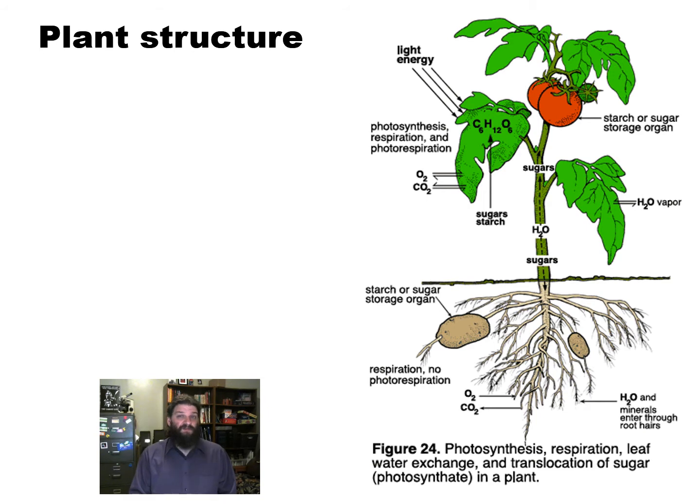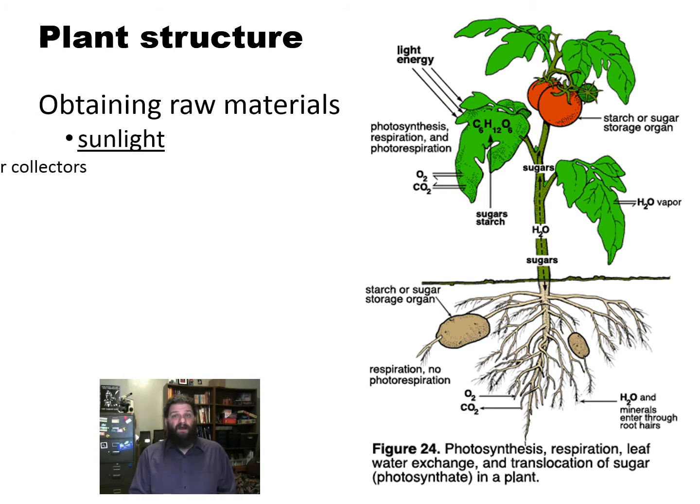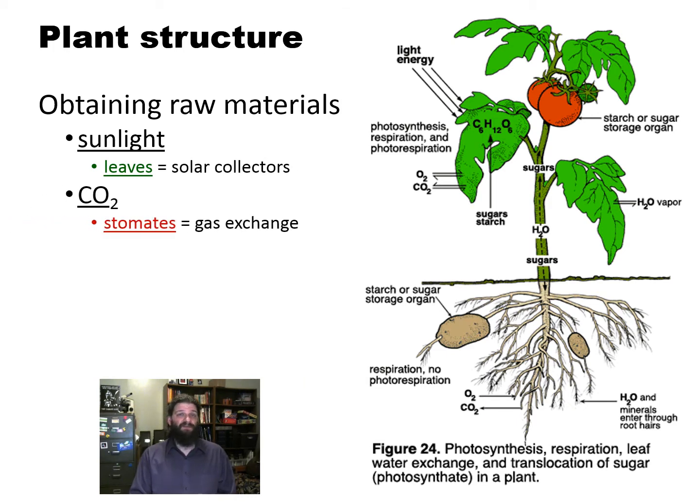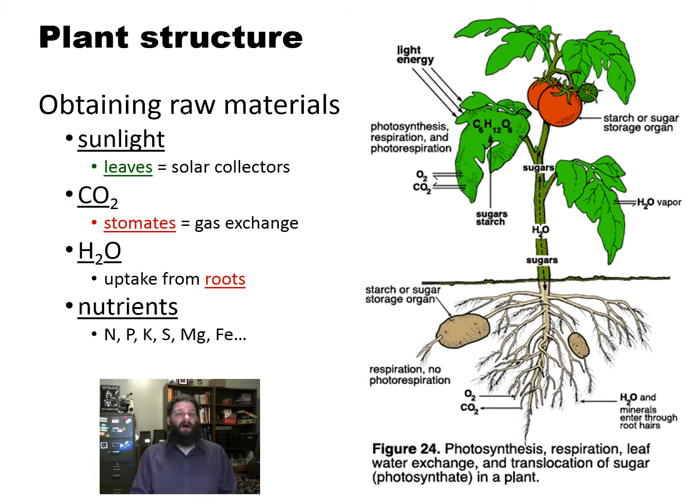That means that structurally, you're going to have some parts to do these things. The sunlight, we're going to get largely through the leaves. Those are the solar collectors. The carbon dioxide is largely going to come through structures within the leaves called stomates, which we'll talk about here in a minute. Water is going to come through the roots, and again, that's going to happen through osmosis and all of those osmotic potential things that we've been talking about. Nutrients as well, those are going to be taken in through the roots.